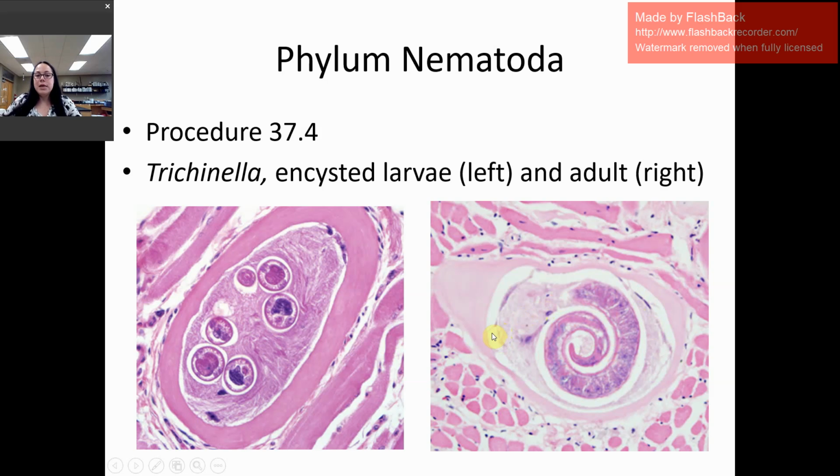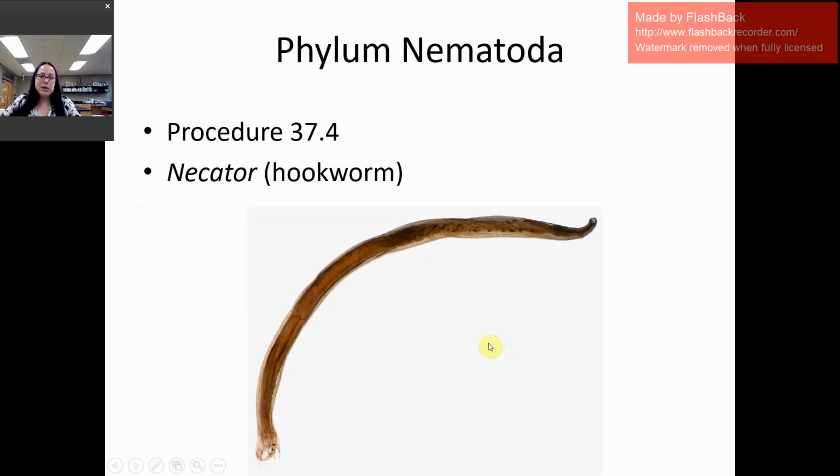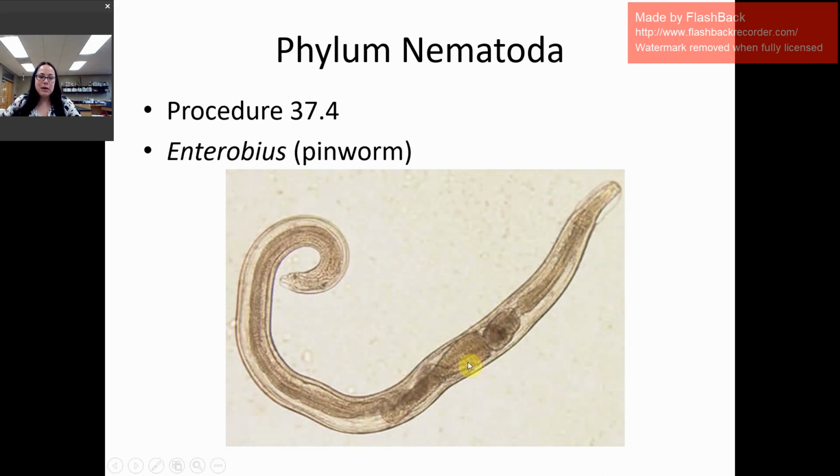So if you eat an organism that has that in its muscles, then potentially, if it's not cooked enough, you could get that one. The next one is called Necator, and those are the hookworms. So that's what you see over here, the little hooks, and those are also intestinal parasites. And then the next one is called Enterobius. Those are pinworms. They're also intestinal parasites.